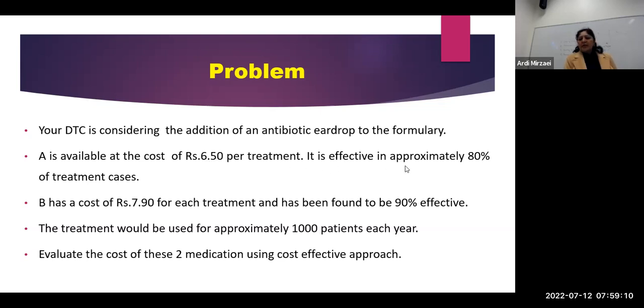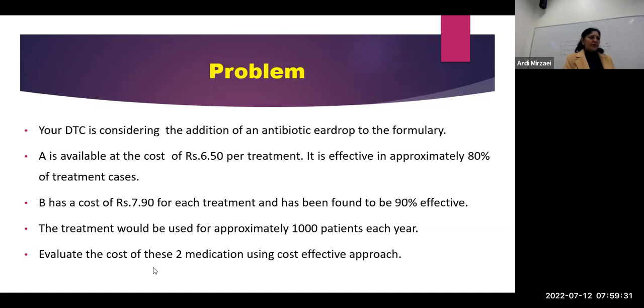It's effective in approximately 80% of treatment cases. B has a cost of 7.9 for each treatment and has been found to be 90% effective. The treatment would be used for approximately 1,000 patients each year. So evaluate the cost of these two medications using the cost-effectiveness approach.